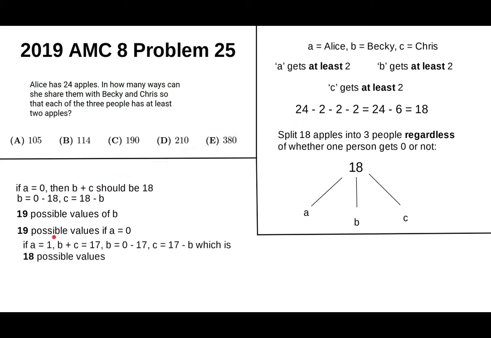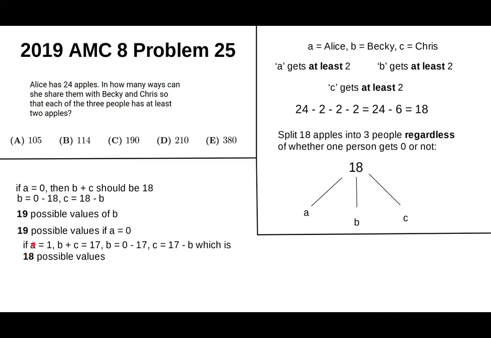Now let's consider if A is equal to 1, then B plus C would be equal to 17. B would be all the numbers from 0 through 17, and C would be 17 minus B. C can't be 18 minus B like it was before, it has to be 17 minus B. Because, for example, let's say C was 18 minus B, and let's say B was 17. C would be 18 minus 17, which is 1. And A is 1. So 1 plus 17 is not 18, it's 19.